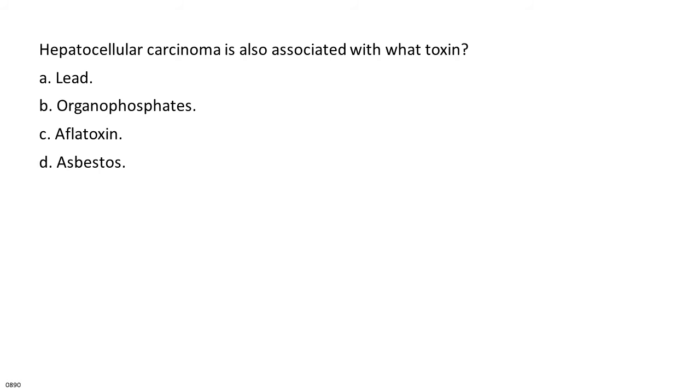Hepatocellular carcinoma is also associated with what toxin? A. Lead. B. Organophosphates. C. Aflatoxin. D. Asbestos.